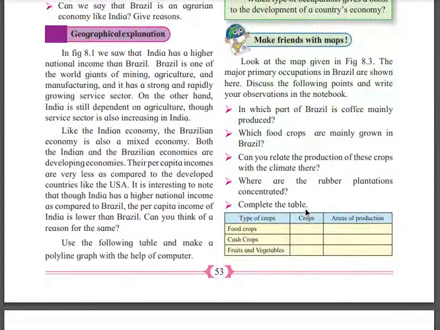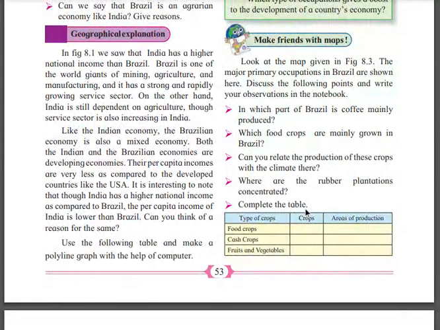As we have seen, Brazil and India's per capita income is very low compared to developed countries like the USA, and it is interesting to note that though India has a higher national income than Brazil, the per capita income of India is lower than Brazil. The national income is higher than Brazil, but the per capita income is lower, right?